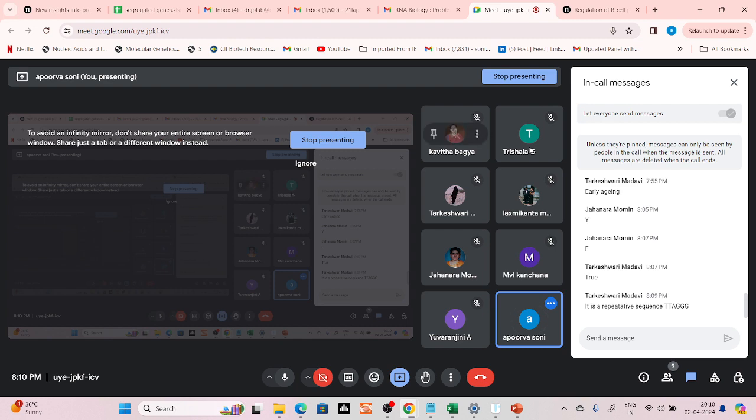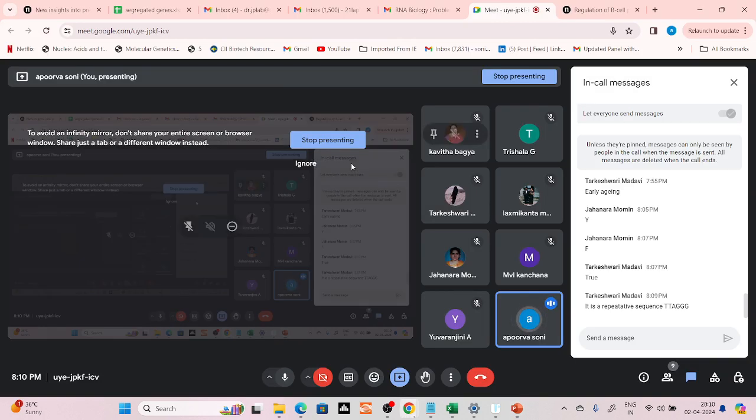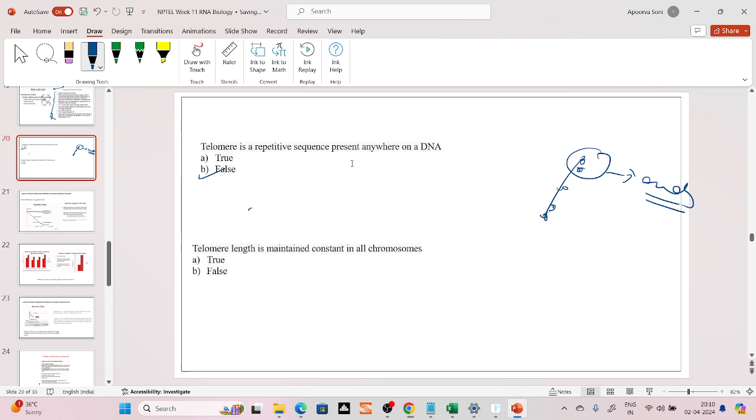Anyways, so the answer is false. Why? It is a repetitive sequence, okay. But is it present anywhere in the DNA? No. It is present at the ends of the DNA. Telomeres are specifically present at the ends of the DNA. They are not present in between or somewhere here or somewhere here. They're only present at the ends of the DNA. That is why the statement that telomere is a repetitive sequence present anywhere in the DNA is false.